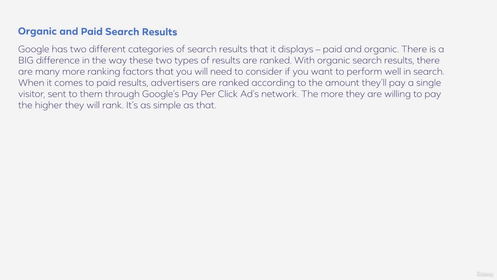With organic search results, there are many more ranking factors that you'll need to consider if you want to perform well in search. When it comes to paid results, advertisers are ranked according to the amount they'll pay a single visitor sent to them through Google's pay-per-click ads network. The more they're willing to pay, the higher they will rank. It's as simple as that.